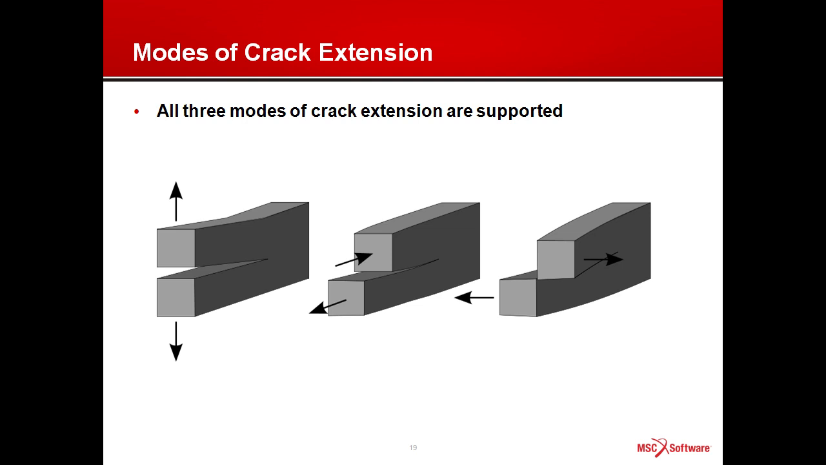Another question people often ask is, which modes of crack extension do you guys cover? Well, we cover all three. We cover the mode 1, opening. This is the interlaminar tension or opening mode. We also cover mode 2. Mode 2 is a sliding mode or an interlaminar shear mode. And mode 3 is a tearing mode or a scissoring mode. So you can specify mode 1, mode 2, mode 3, or all three, or any combination of them.